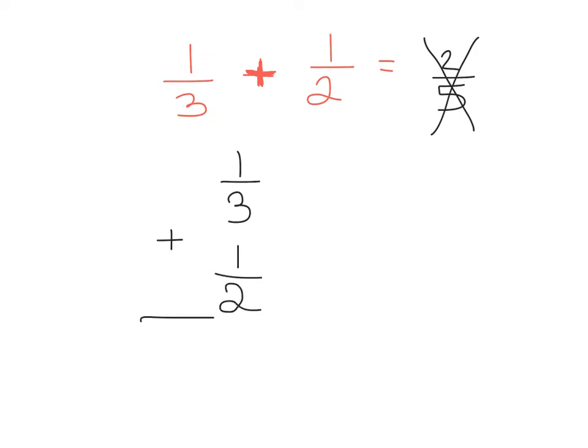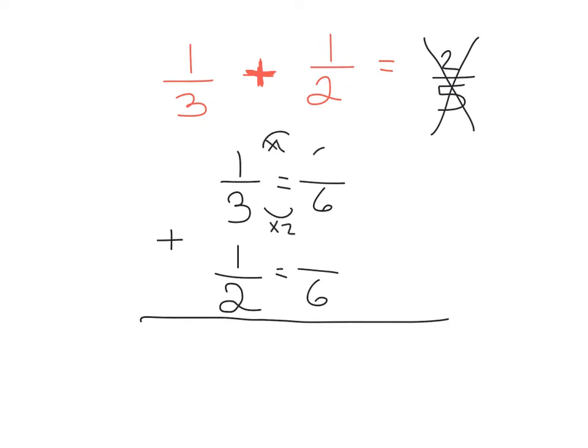So I'm adding 1/3 plus 1/2 here, and I need to make equivalent fractions with the same denominator. So my new denominator is going to be 6. And so 3 times 2 is 6. 1 times 2 is 2. I hope this is looking familiar. And 2 times 3 is 6, and 1 times 3 is 3. So 1/3 is equivalent to 2/6. 1/2 is equivalent to 3/6. Now 2/6 plus 3/6 is 5/6. And so 1/3 plus 1/2 is 5/6.